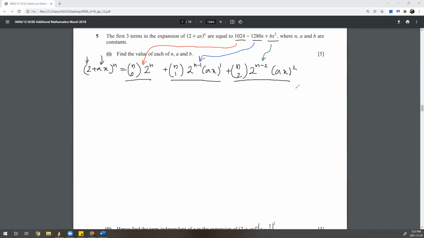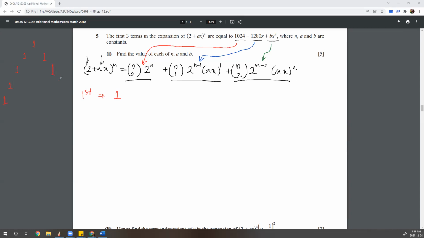Do it one by one, purely one by one. Use the red color, use the first term. So the first term, nC0, is always 1, right? The edge of Pascal's triangle is always 1, right? Remember this? 1, 1, 1, 1, 1, and so on.